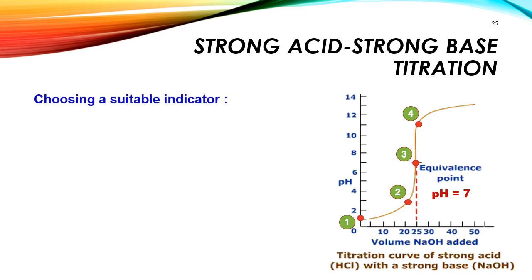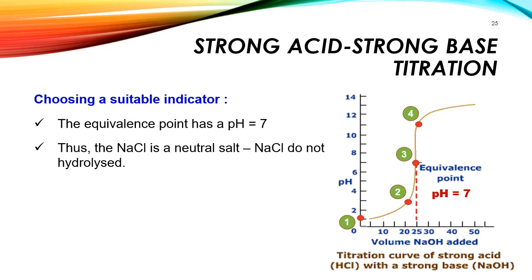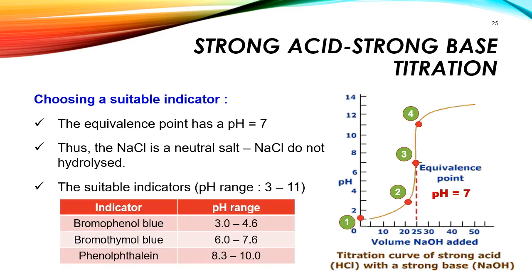To choose the suitable indicators for the reaction, we can observe the pH at the equivalence point. For the reaction between strong acid and strong base titrations, the equivalence point has a pH equal to 7. Thus, the sodium chloride salt is a neutral salt because it does not hydrolyze. Therefore, to choose the suitable indicators, the pH range must be between 3 to 11. Here are some examples of indicators with a pH range within 3 to 11: we can use bromophenol blue, bromothymol blue, or phenolphthalein.